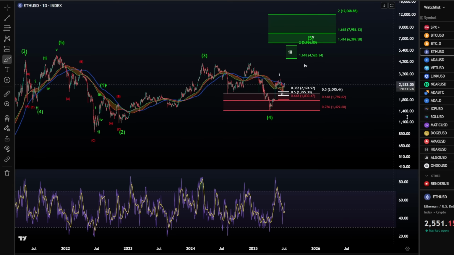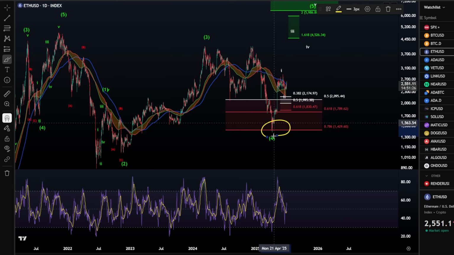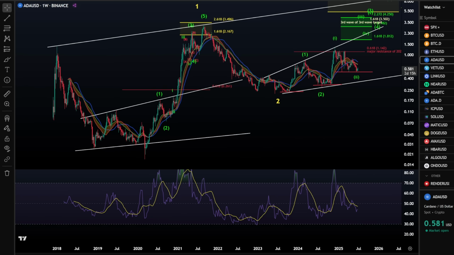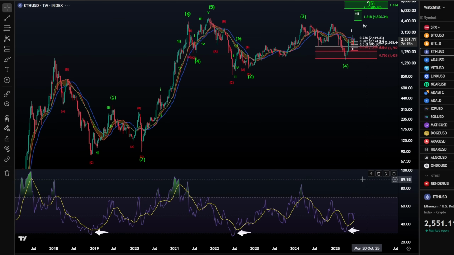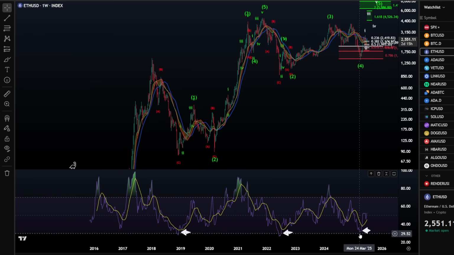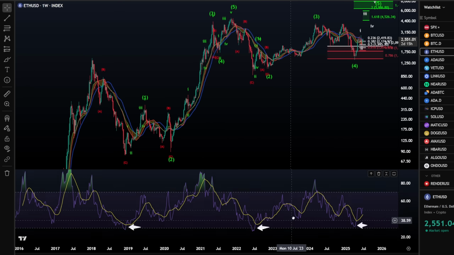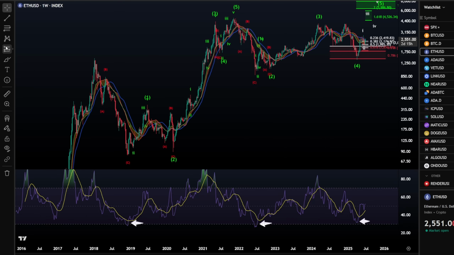I've had this on the chart ever since we got to these lows at like $1,400, and I even told you back then on the weekly chart that we had the exact same RSI move that we did in the bear market low of 2022 and in the bear market low of 2018. We did not quite get to the oversold territory, however it's the exact same move again.